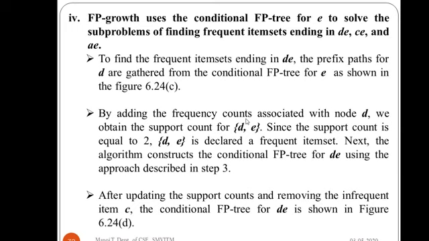Then you truncate the prefix paths by removing the particular node for which the suffix is being calculated. Then you update the prefix paths in such a way that infrequent nodes are removed from them. Those three steps should be followed while you convert to a conditional FP tree. Then you go on solving the subproblems.